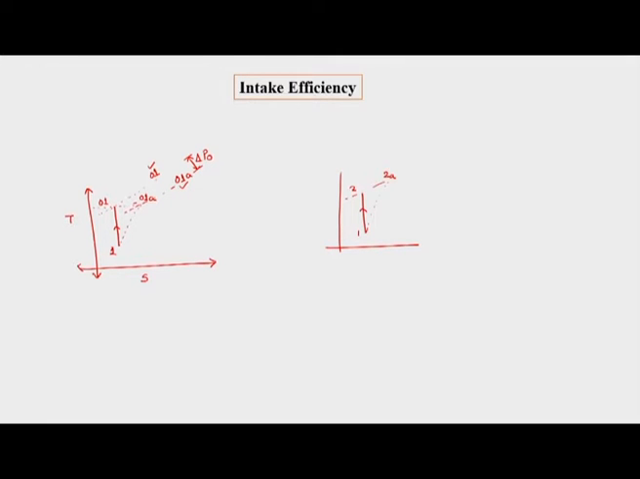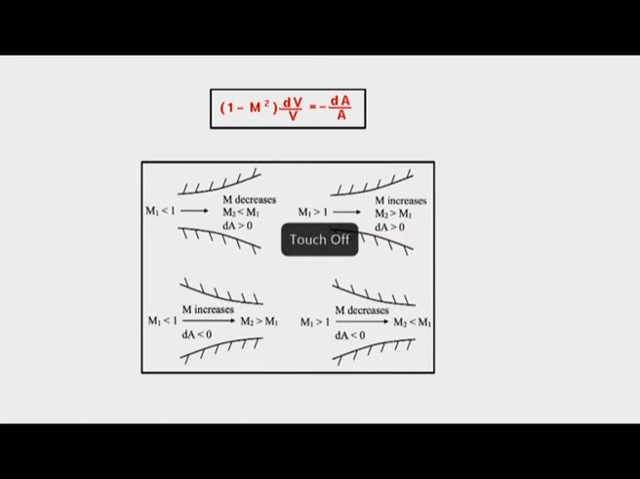So, here we can define the ram efficiency as the actual rise in total pressure, P naught A from P1, to the ideal rise in the pressure. So, this is the ram efficiency. This is how we can define which intake is good and which intake is bad. The requirement is to have higher and higher ram efficiency. Okay. Then we will go to the discussion of the nozzle.